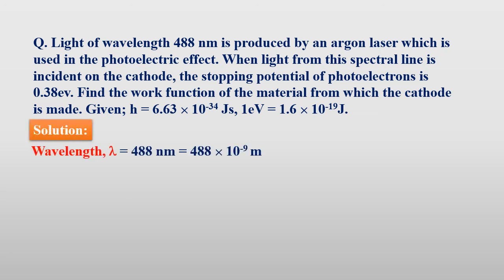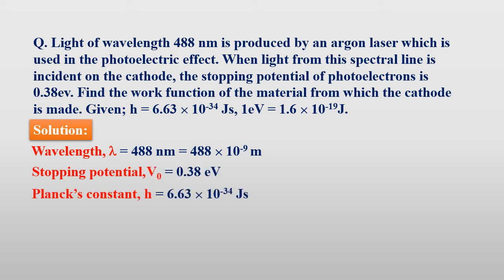So given wavelength 488 nanometer, 488 into 10 to the power of minus 9 meter, stopping potential V0 is equal to 0.38 electron volt, Planck's constant 6.63 into 10 to the power minus 34 joule second, and work function we need to determine.